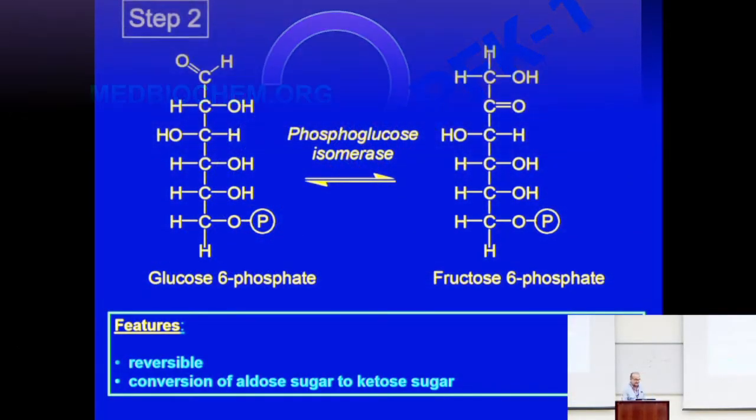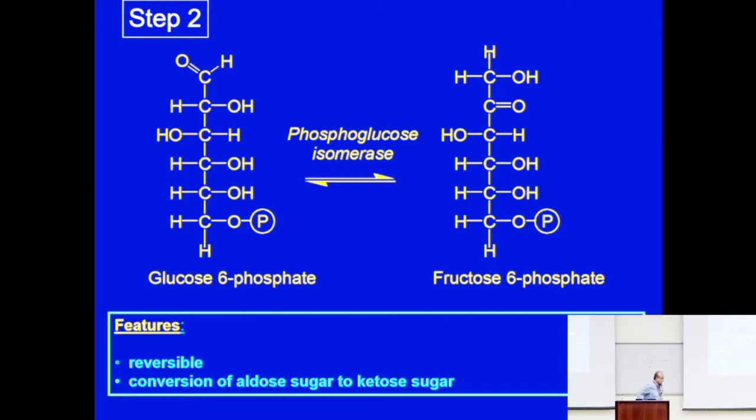So the second step is important in that it's going to take glucose 6-phosphate and convert it to fructose 6-phosphate. The enzyme is phosphoglucose isomerase. If you remember, isomerase means you just rearrange the molecules within the structure.